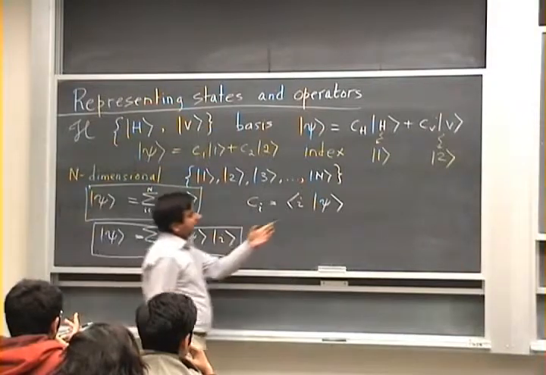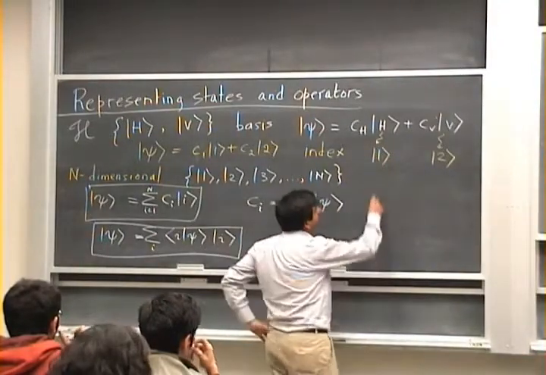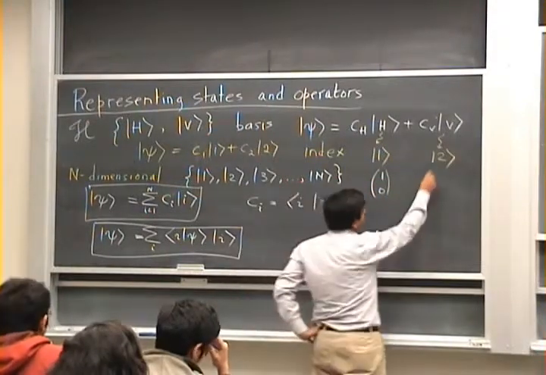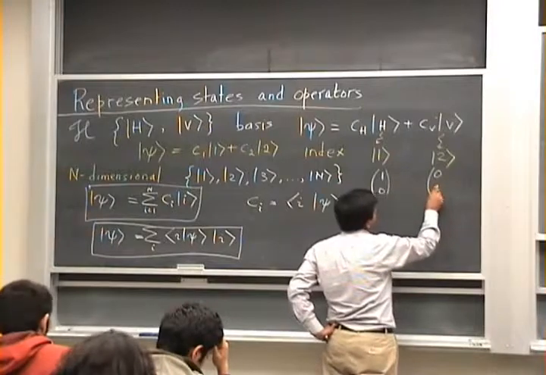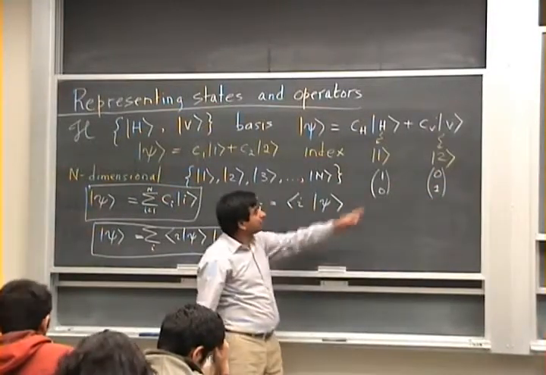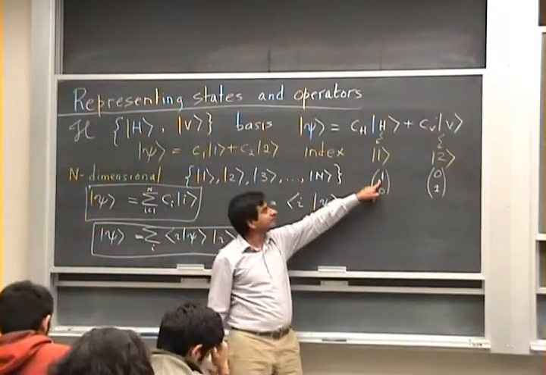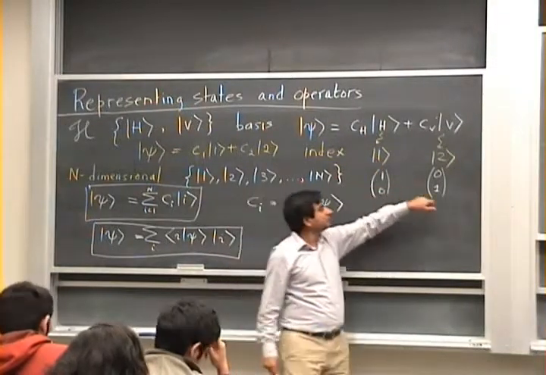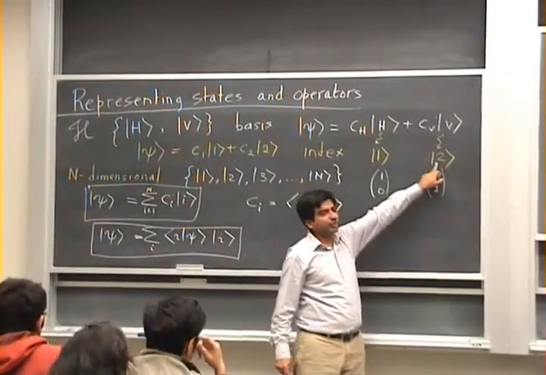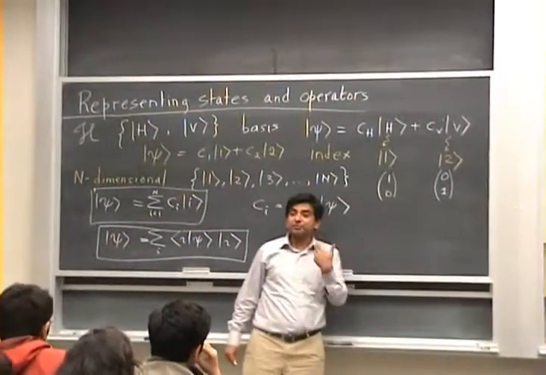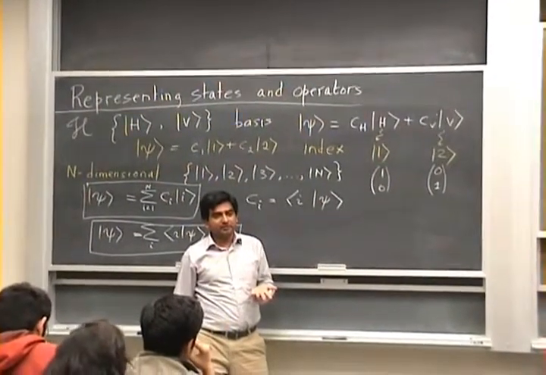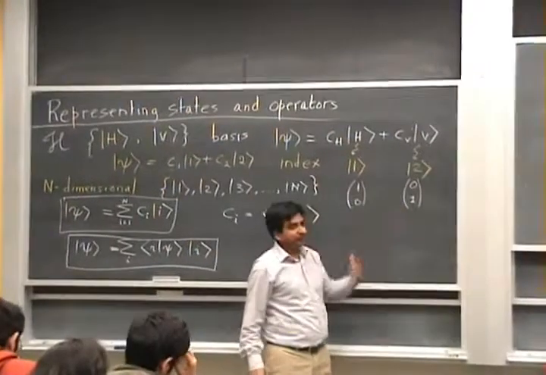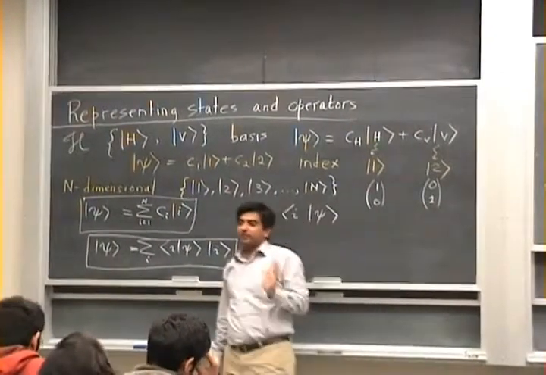Now, in two dimensions, this basis vector was generally written as 1, 0, and this basis vector in vector notation was written as 0, 1. So you put a 1 in the first position corresponding to ket 1, and you put a 1 in the second position corresponding to ket 2. So this is our choice. This is a choice that we've made. We could have represented ket 1 by 0, 1 and ket 2 by 1, 0. There's no one stopping you from doing that.